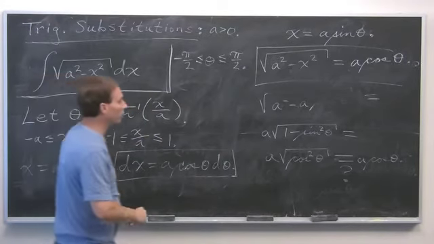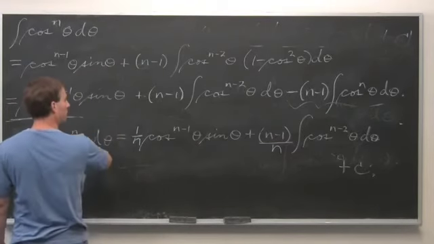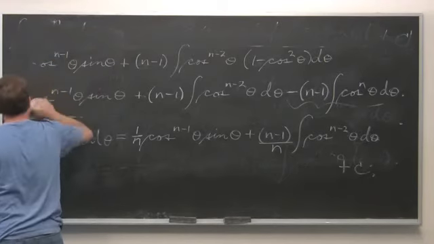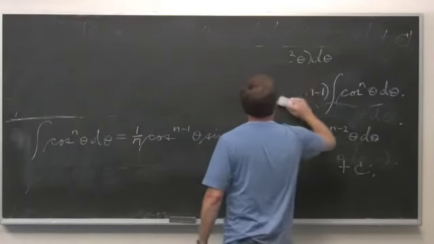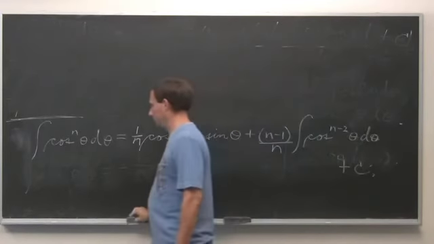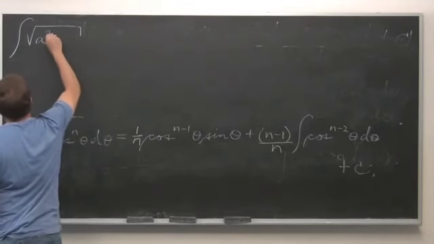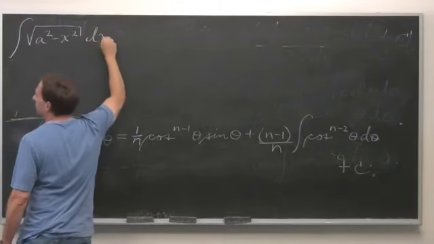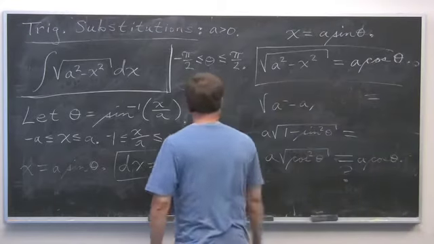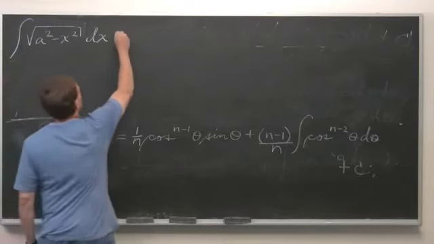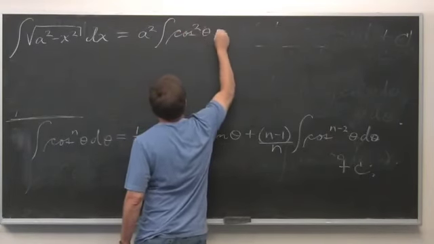Putting those together, this integral becomes, I want my iteration formula. There it is. So putting those together, as I said, it's a cosine of theta times another a cosine of theta d theta. So this is a squared times the integral of cosine squared theta d theta.